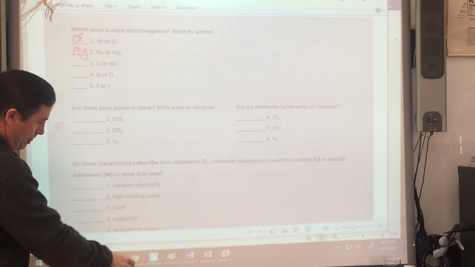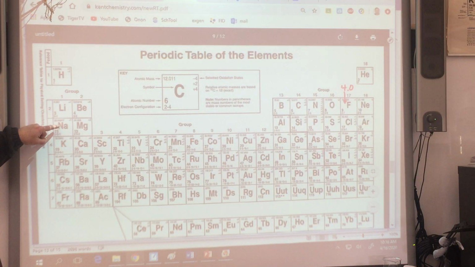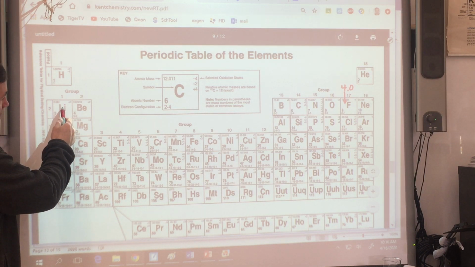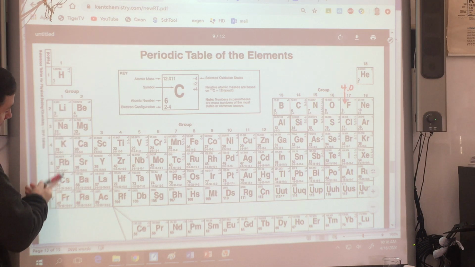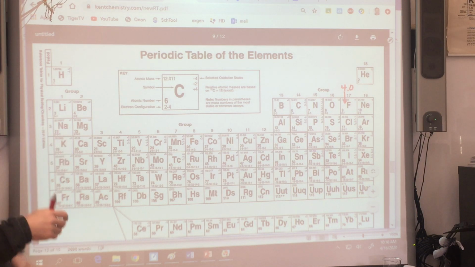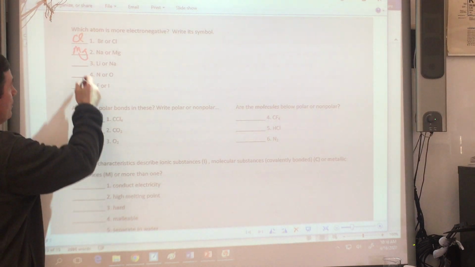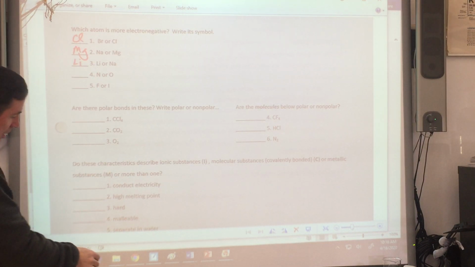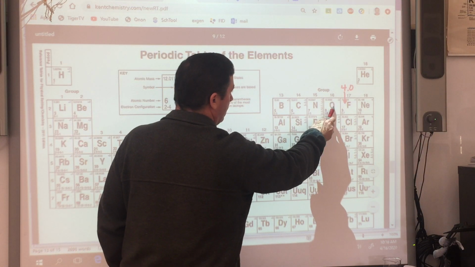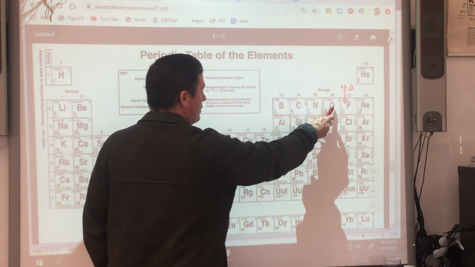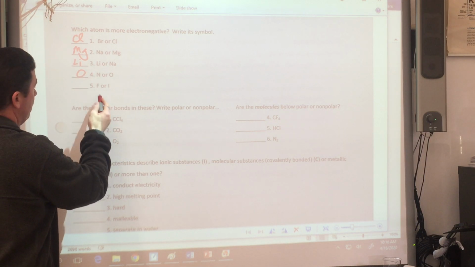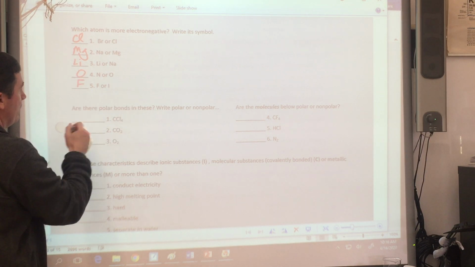Lithium or sodium? Well, lithium is smaller, and because it's smaller, it's going to have a greater electronegativity. Remember, the general trend is as you go down a group, electronegativity goes down because the atoms are getting that much bigger. So lithium is the one to choose here. Nitrogen or oxygen? Well, in this case, oxygen is smaller. Because it's smaller, it's going to be able to pull electrons more, and it's closer to fluorine. So we're going for oxygen here. And fluorine versus anything, it's always going to be fluorine.